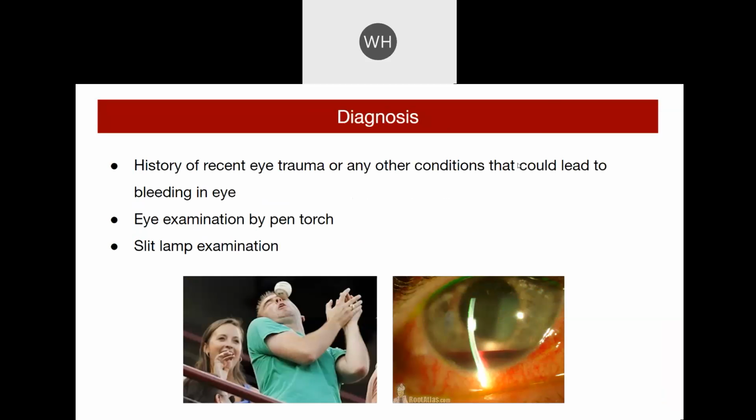So how do we diagnose traumatic hyphema? By history taking, if there is any history of trauma or other condition that could lead to bleeding in the eye, and also examination using a pen torch if the blood is visible. We can also use slit lamp examination to confirm the diagnosis. Okay, next slide.